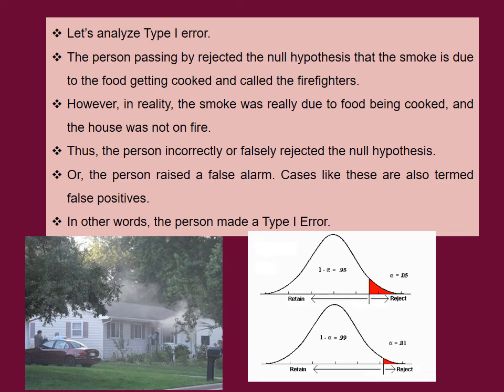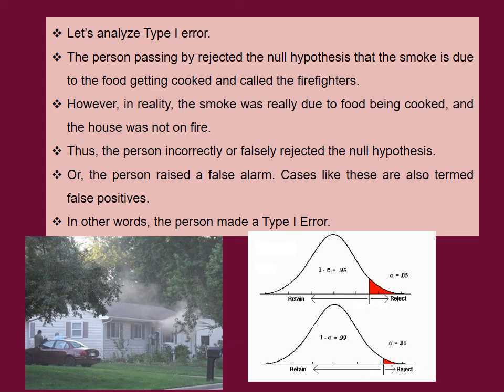Then we'll analyze this type 1 error. The person passing by rejected the null hypothesis that the smoke is due to the food getting cooked and called the firefighters. Then we reject. Actually it is correct, but we reject it. The person passing by the house thinks that the smoke is not coming from the cooking food, and he may think that the house is on fire. Then he may call the firefighters.